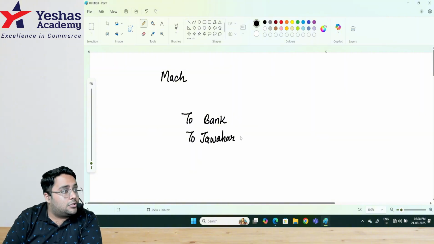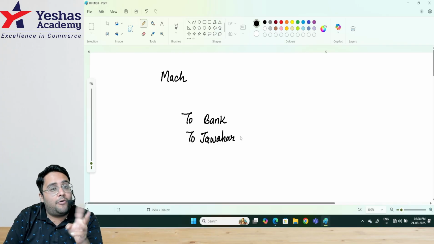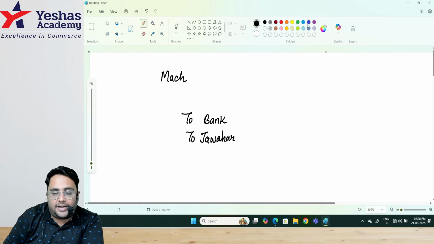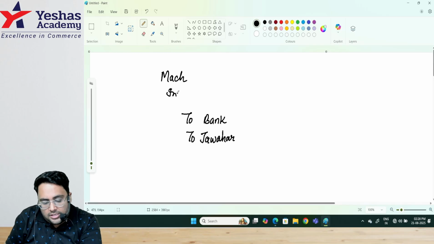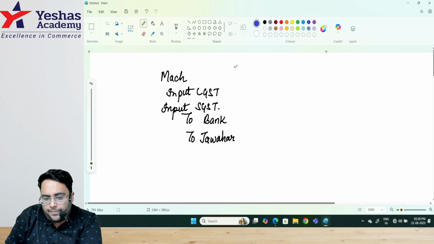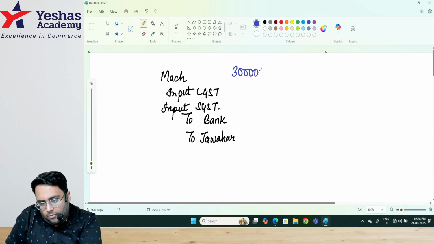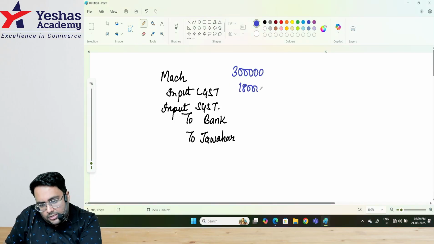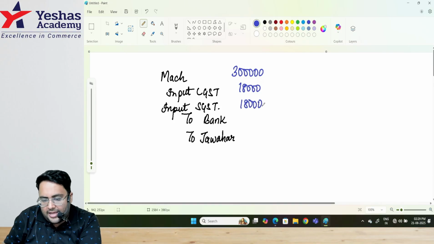Now, along with this, we need to also record GST. GST at the time of purchase or sale? Purchase. GST at the time of purchase is called input GST, being an asset. Input CGST, SGST? Yes. Input CGST debit. Input SGST also goes debit. What is the value of machine? 3 lakh. What is your GST? 3 lakh into 6%. 18,000 CGST, 18,000 SGST.